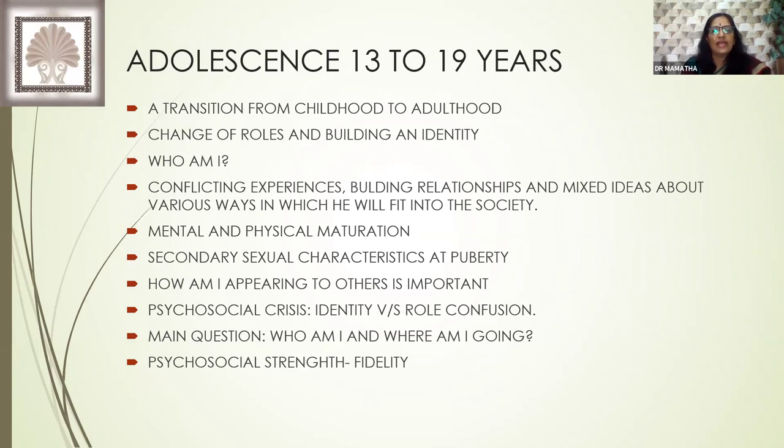So the next stage would be adolescence, 13 to 19 years of age. As we all know, adolescence is a stage of identity crisis. This is a transition from childhood to adulthood, a change of role or roles and building his own identity. Who am I? Conflicting experiences, building relationships, and mixed ideas about various ways in which he will fit into the society. Mental and physical maturation happens in this stage, and secondary sexual characteristics develop at puberty. As you all know, there will be a lot of hormonal changes involving emotional and mental changes along.